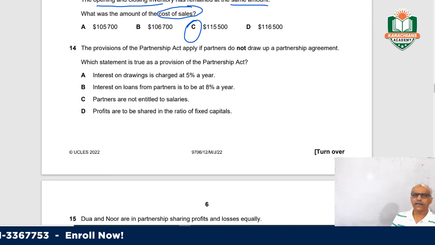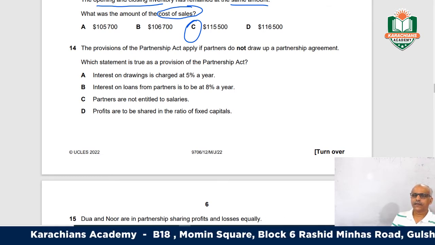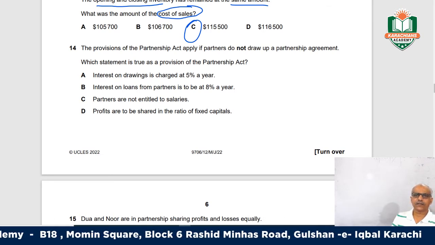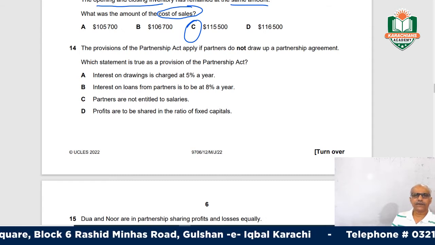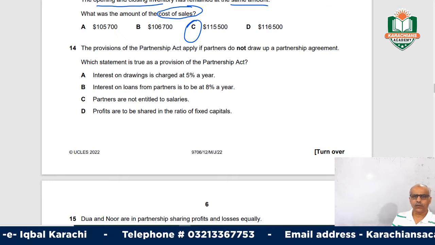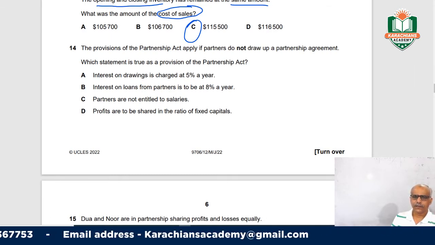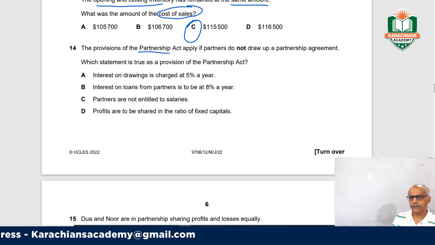And in case there is no agreement, then the government has made and published and promulgated the Partnership Act. This is very clear instruction from government that if there is no agreement, then the partners, for any dispute or for any activity, have to follow the Partnership Act. So what does the Partnership Act say?